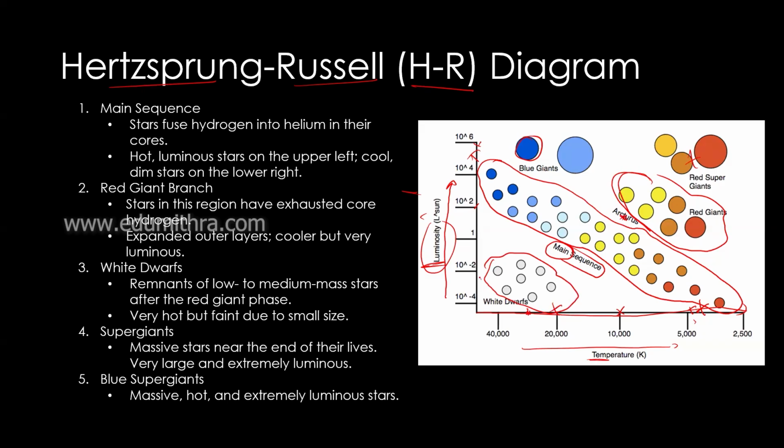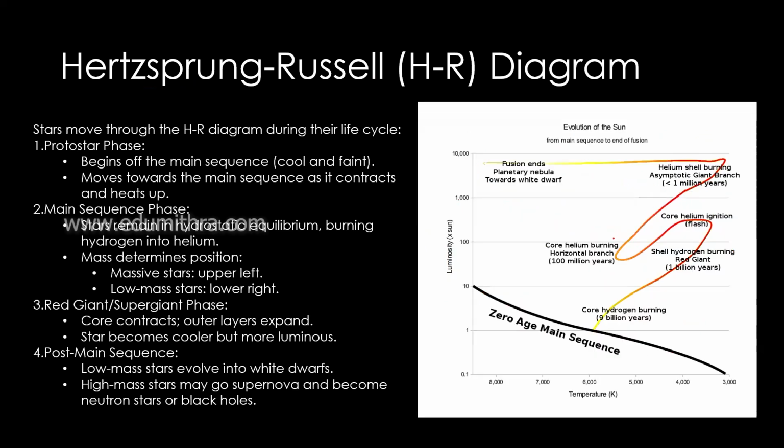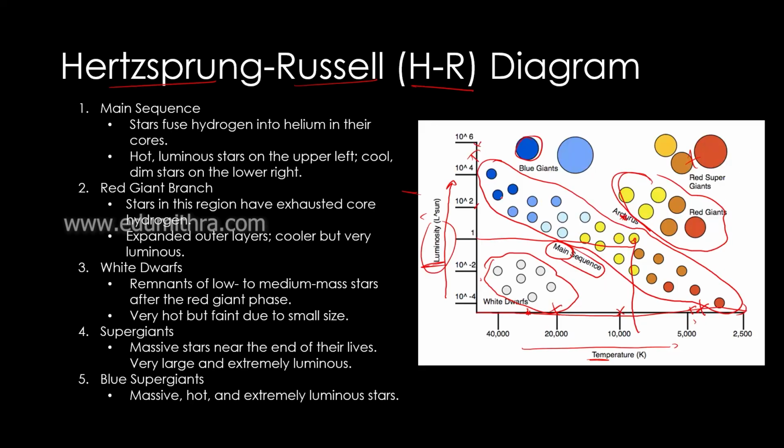The sun will come somewhere over here. Almost this is the position of the sun. That is the HR diagram. The HR diagram is not just to classify the stars. Also, from this we can explain the lifetime of stars. Just leave that, we will come to that.